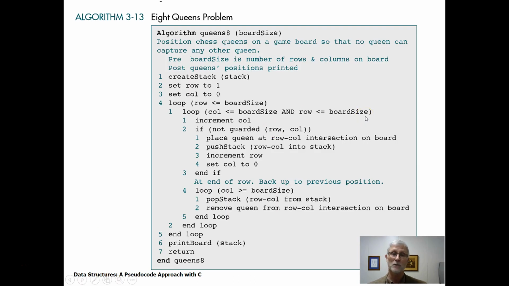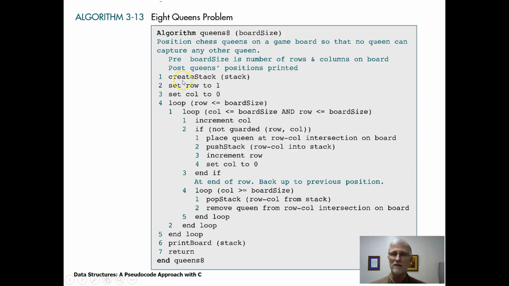So here's the algorithm. Now we've changed it to a size of 8. You could change this board size to any number you want, but it's got to be a square board. It can't be 5x7. It's got to be 8x8 or 6x6 or 4x4. So my precondition is the board size is the number, and the output is printing the positions of where the queens are located.